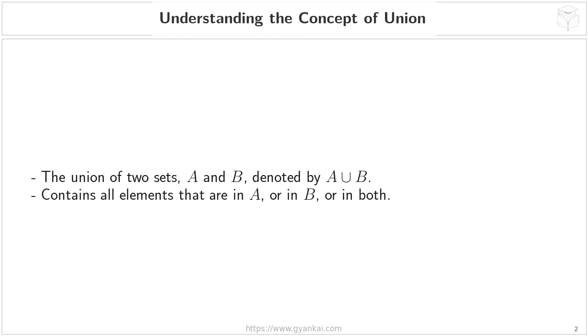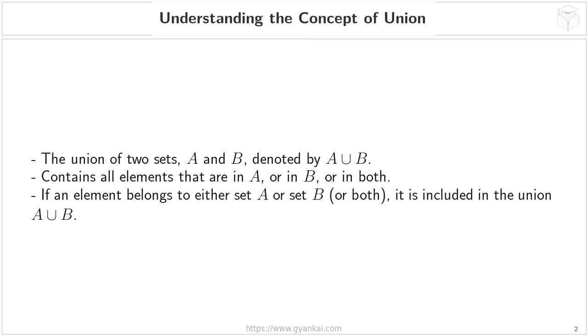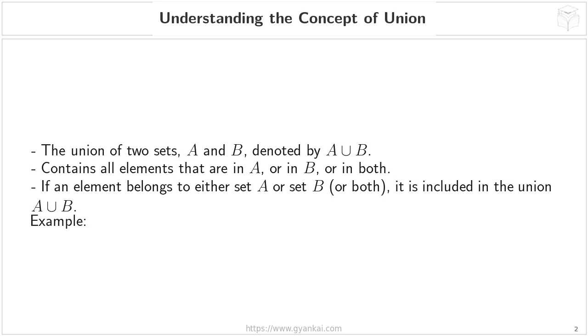Now, what does this union actually mean? Well, the union of A and B contains all the elements that are in set A, or in set B, or in both. Think of it as combining everything from both sets into one big collection. Let's look at an example to make this crystal clear. We have set A, which contains the numbers 1, 2, and 3, and we have set B, which contains the numbers 3, 4, and 5.